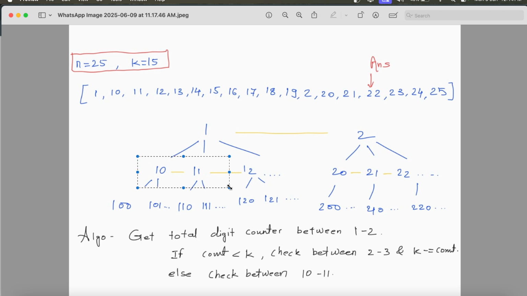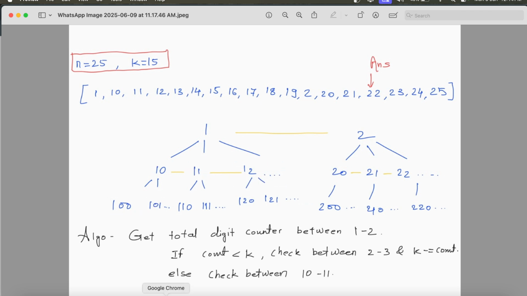The moment we realize that the answer is actually lying in this range only, we keep on shifting our focus on the downside. If not, we shift our focus horizontally. So first we check between 1 and 2. If the answer is lying in this range, we go downside, we check in this range. If it is in this range, we go downside and we check in this particular range, whatever the range that we are getting. If not, we check between the next range, 11 and 12. That is the idea that we are having.